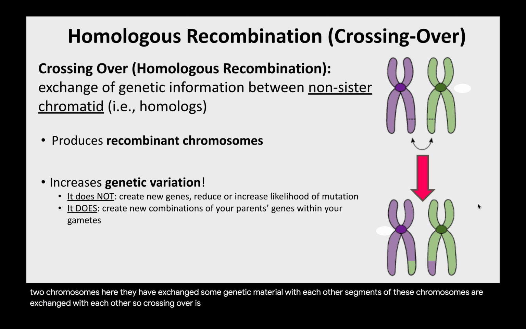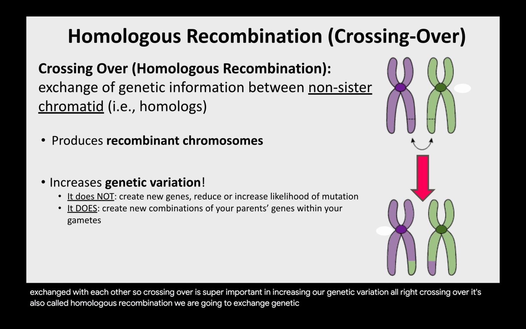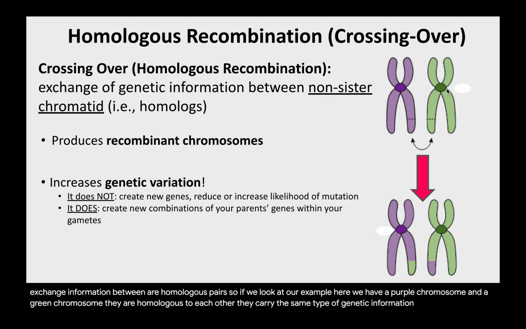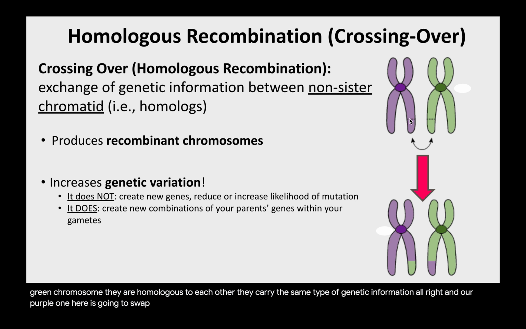So crossing over is super important in increasing our genetic variation. Crossing over is also called homologous recombination. We are going to exchange genetic information between non-sister chromatids, or exchange information between our homologous pairs. So if we look at our example here, we have a purple chromosome and a green chromosome. They are homologous to each other. They carry the same type of genetic information. And our purple one here is going to swap some of that genetic information with our green chromosome.